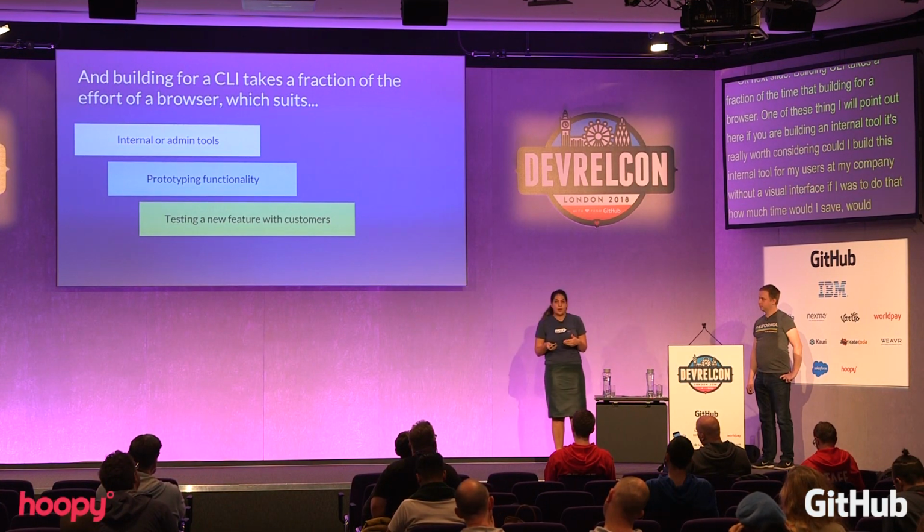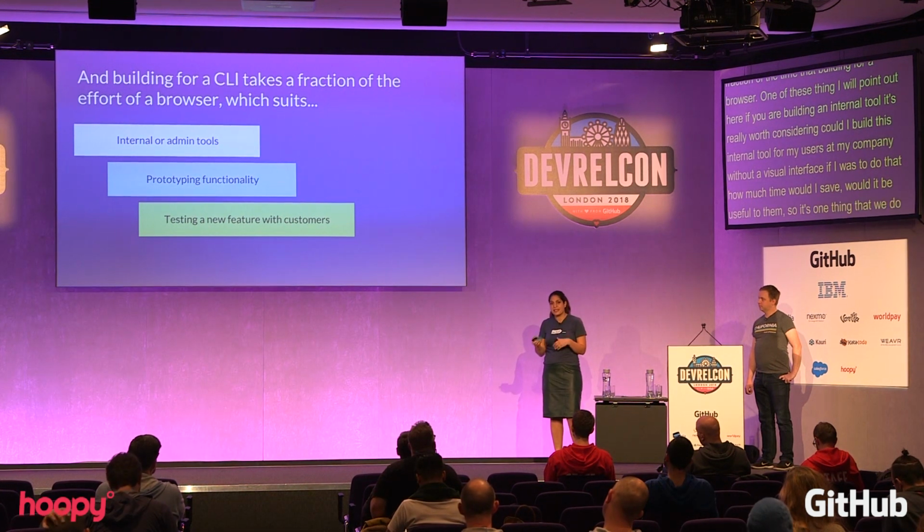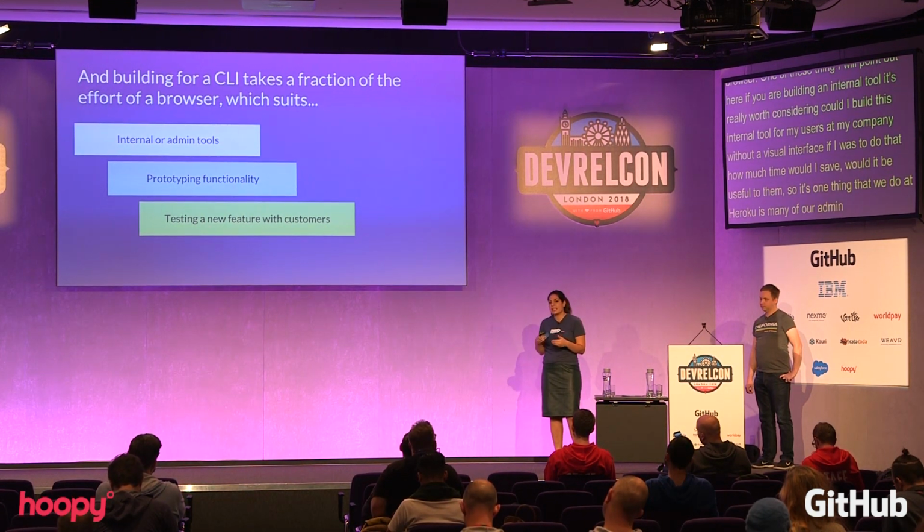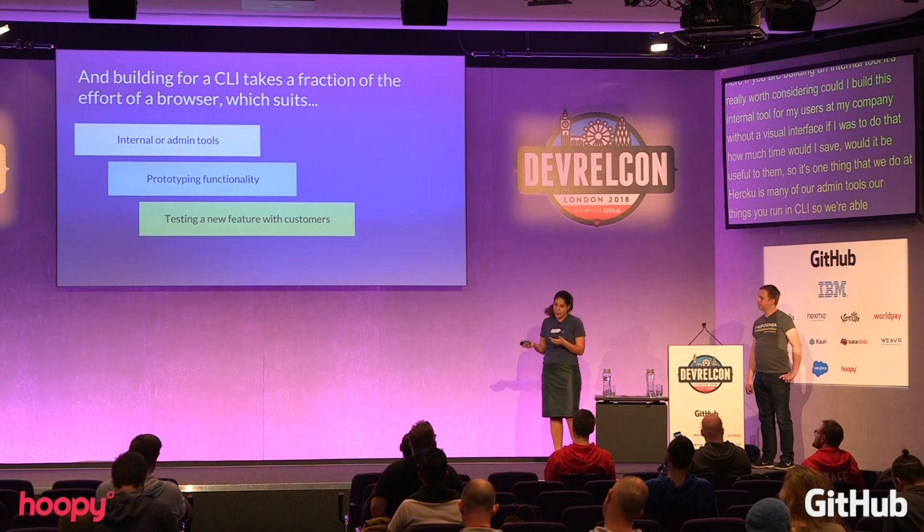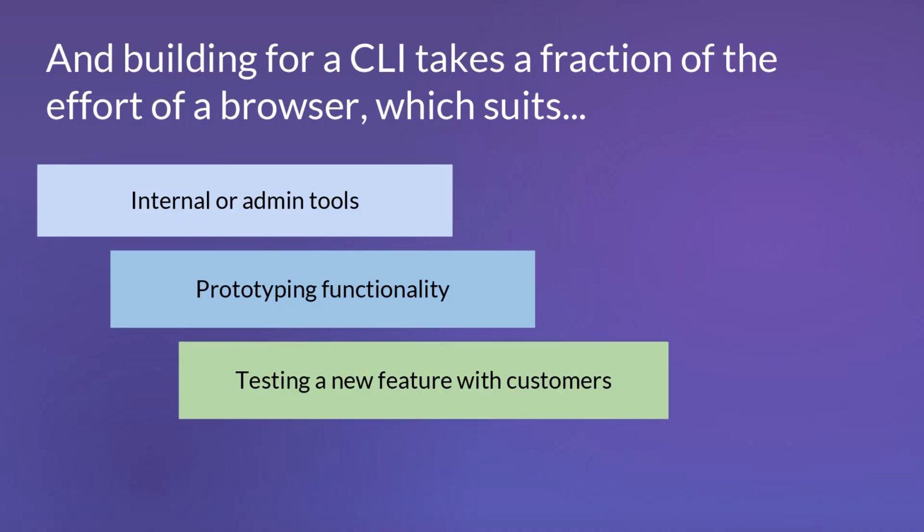So that's one of the things that we do at Heroku, is many of our admin tools are things that you run in the CLI. And so we're able to get those up and running really quickly. CLI is also great for prototyping functionality. And we also use them for testing a new feature with customers. So we're able to get the basic concepts of a feature fleshed out a little bit with the CLI, which is really easy to iterate in.